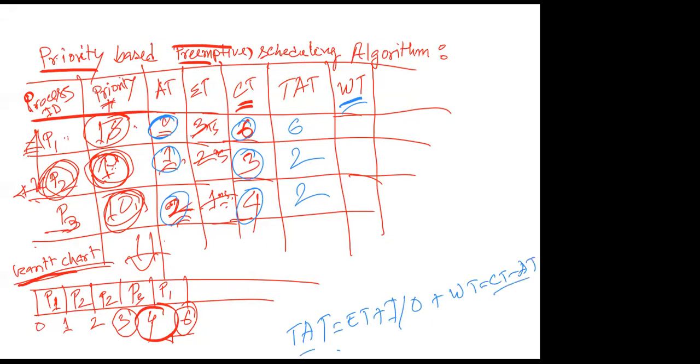Turnaround time actually means how long your process resides inside the RAM, or inside the memory. This is the turnaround time: how long a process remains inside the memory during its execution.